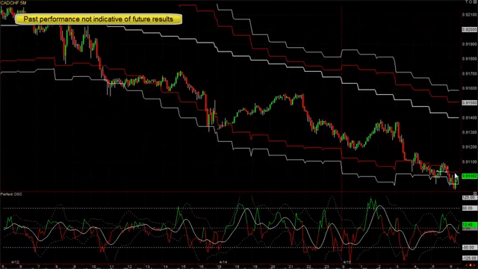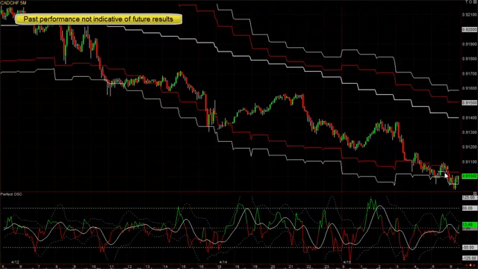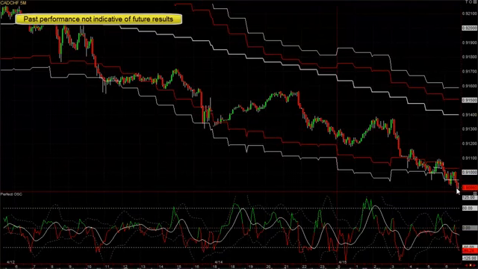All right, so you might exit this trade, or at least half of it, down here near the lower band, and you got short right here. And this is why we use these bands. All right, it's going a little bit lower.